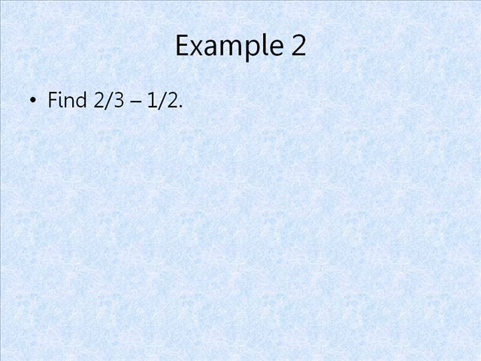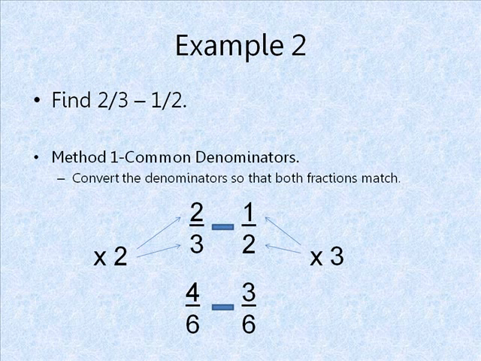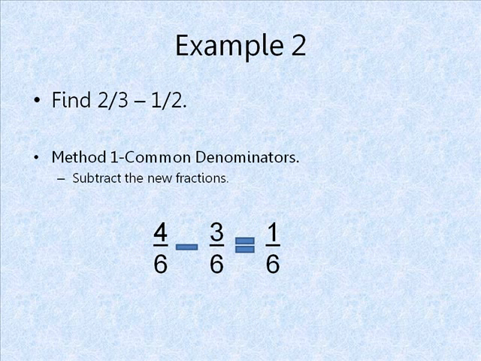For the next example, we're going to find 2/3 take away 1/2. Using the first method of common denominators, both denominators will eventually meet at 6. So I take the denominator of the opposite fraction and multiply that to the other side. I put some arrows in to try and make it a little bit less confusing. When all is said and done, you'll end up with 4/6 take away 3/6. Now that the denominators match, simply subtract 4 take away 3, leaving you with a fraction of 1/6.